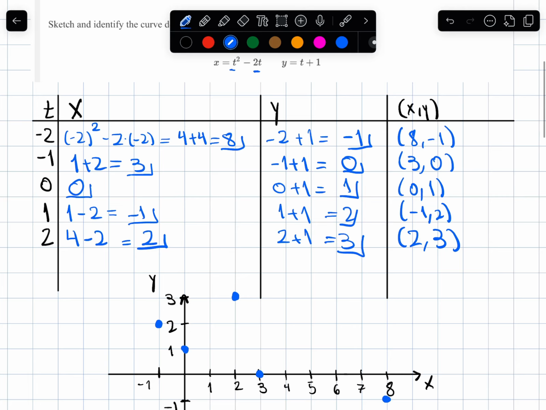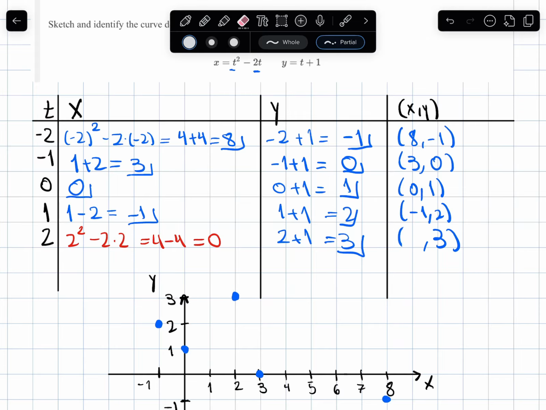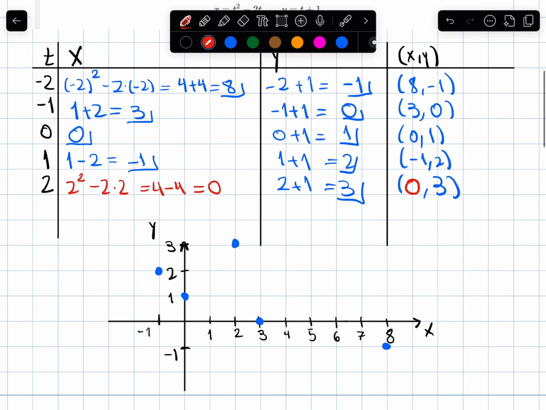When t is 2, that's 4 minus, yeah, see, I could tell that this was wrong. There was a mistake right here. So let me do that in red. This is going to be 2 squared minus 2 times 2. So that's 4 minus 4. That's actually 0. So that is the correct y coordinate here. It's going to be a 0 for us. So I have the point 0, 3 instead of the one that I originally plotted.